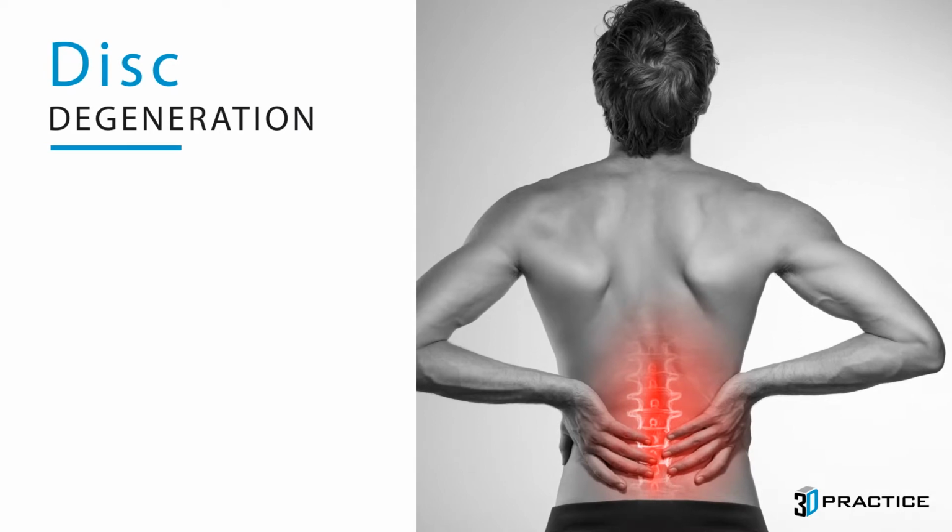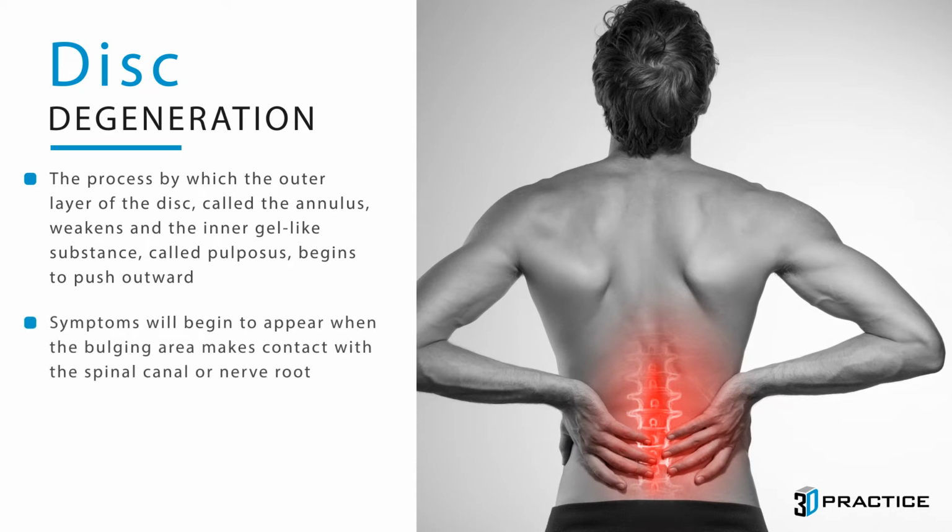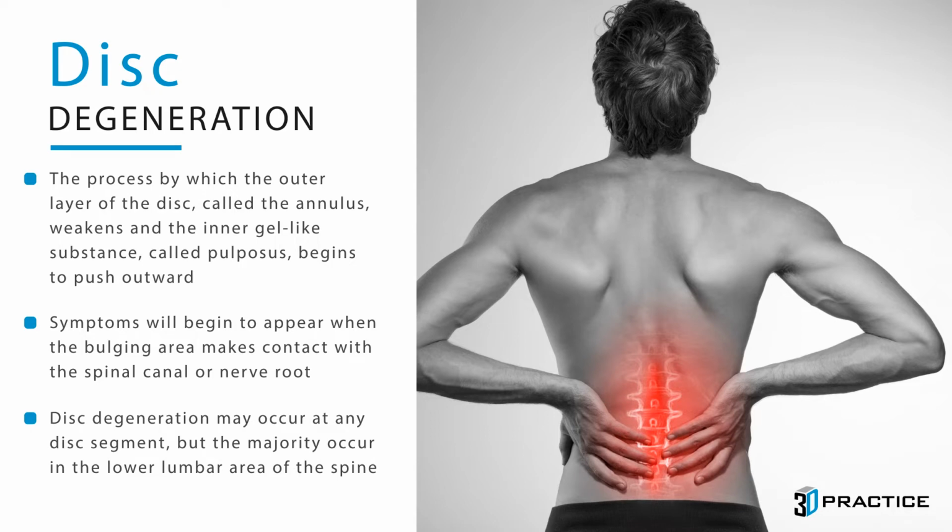As we age, the water and protein content of the disc begin to change, causing the weakening and deterioration of the disc material. When the outer layer of the disc, called the annulus, weakens and the inner gel-like substance, called the pulposus, begins to push outward, this is often referred to as a bulging disc. Symptoms may begin to appear when the bulging disc extends past the annulus and makes contact with the spinal canal or nerve root. This is referred to as a herniated disc. Even though a disc may bulge at any location of the spinal cord, the majority occur in the lower lumbar area. Let's animate the process.